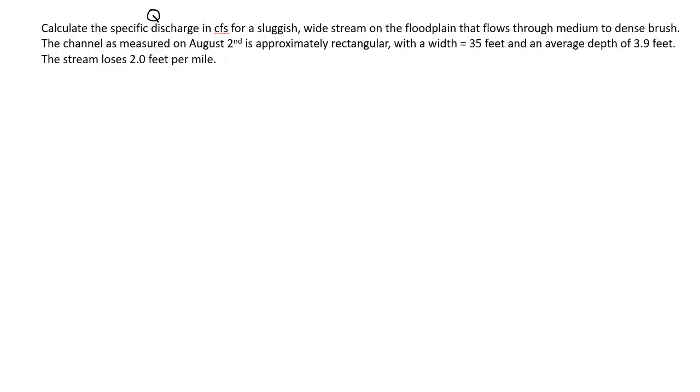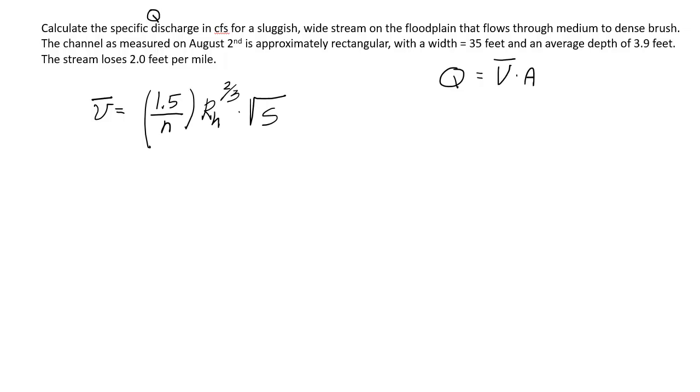In the English units, Manning's equation gives the average velocity of the stream. It looks almost the same, except we have a factor of 1.5 here instead of 1. So 1.5 over the roughness coefficient n times the hydraulic radius to the 2/3 power times the square root of the slope of the stream. So we just have to find the values for n, the hydraulic radius, and the slope, and we get the velocity. Then, remembering that the discharge is equal to the average velocity times the area, we can calculate the discharge, because that's actually what we're asked to do here.